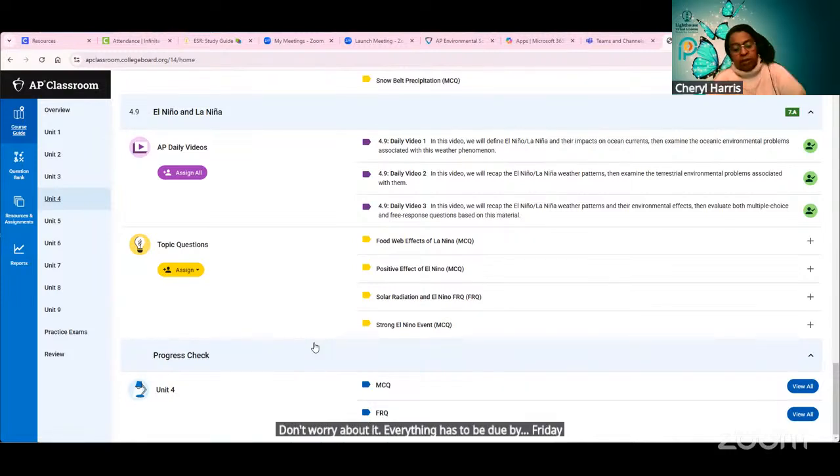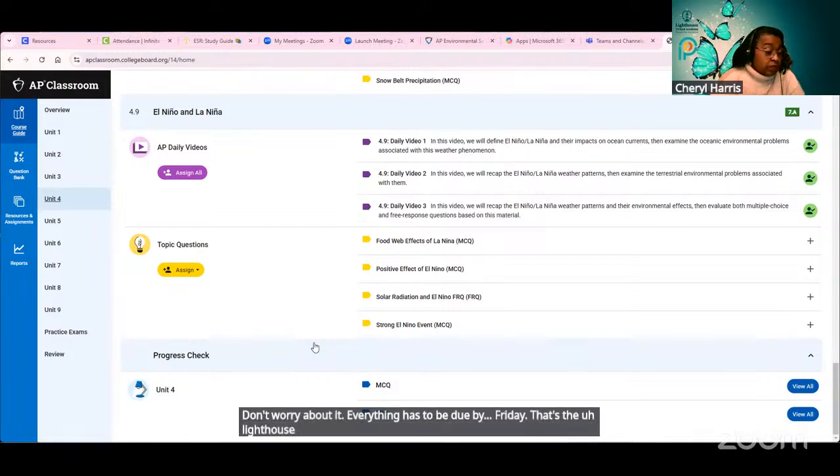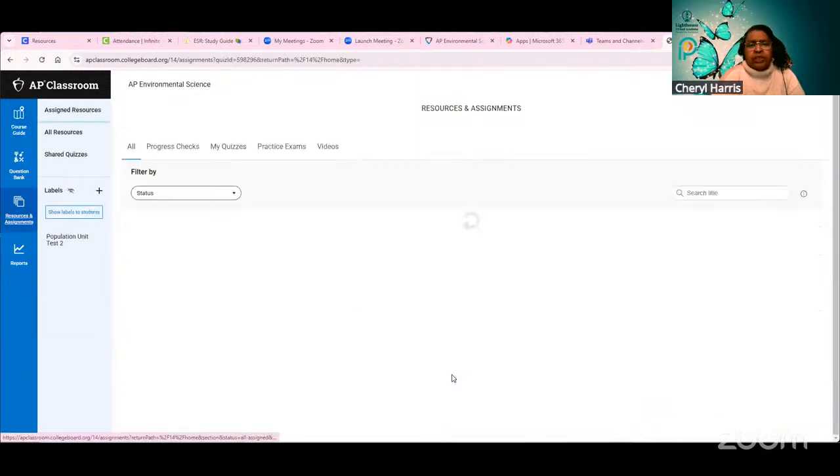That's the Lighthouse announcement that all grades have to be due by Friday. So this assignment technically is due Friday. Instead of doing a test, I'm just going to do the progress check. If the MCQ has, I think it's 37 questions. So I'm going to let that be the test.